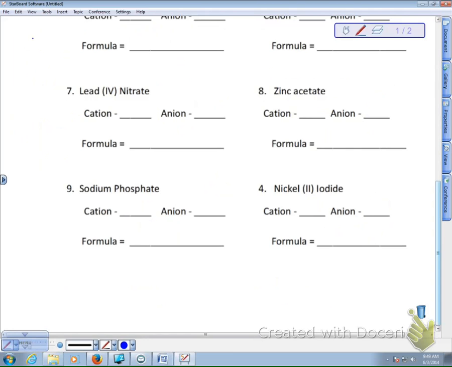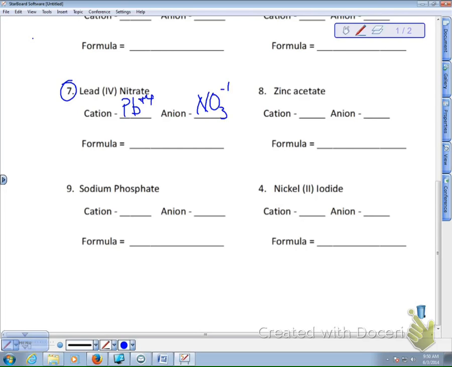Okay, I've skipped down here. I don't want to go through all these and bore you too much, but I do want to do number 7. Number 7, we have a cation, lead(IV). So that's going to be Pb, and then the Roman numeral tells us +4. And the anion is nitrate. So from your list of polyatomic ions, you find nitrate, it's going to be NO3 -1. That was one of the polyatomic ions that we had to just memorize.